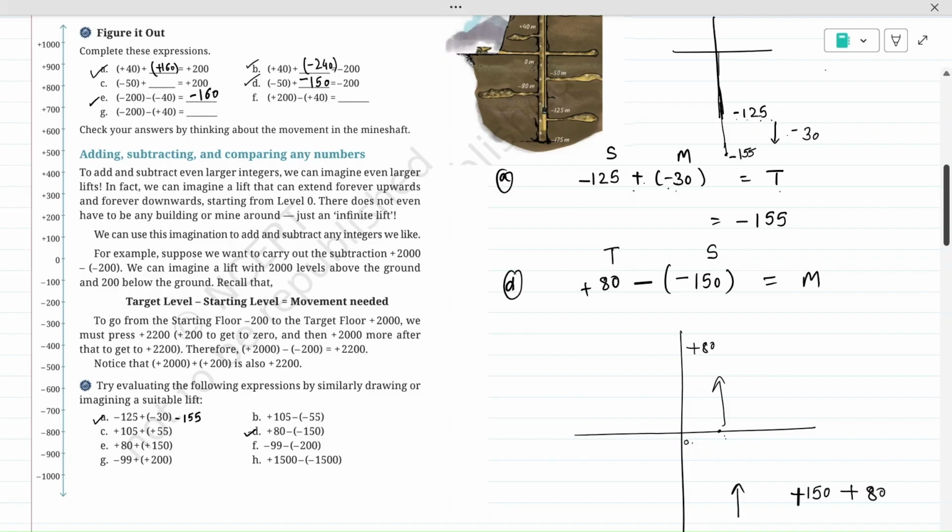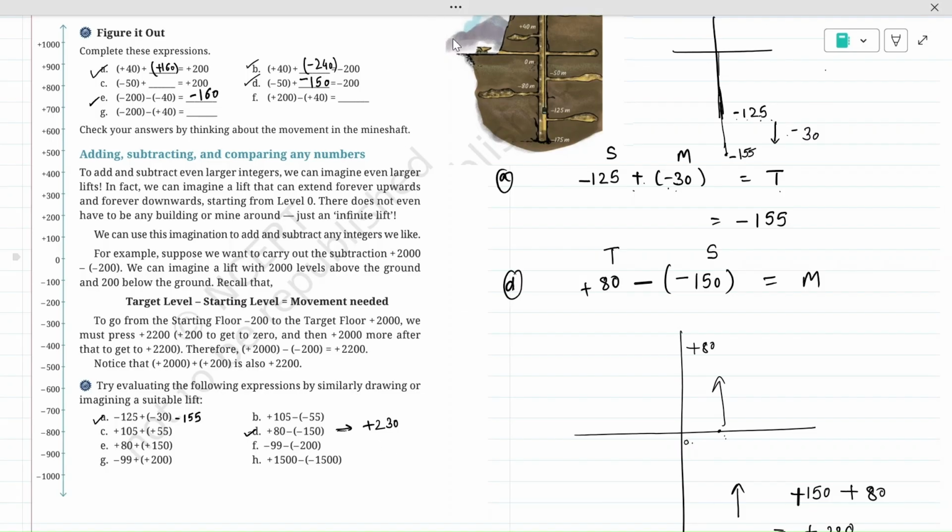So this is the total movement which I'll have to do to reach from minus 150 to 80. If I add these, I will get 230. So the answer will be 230 in plus. Why plus? Because I am moving up. Okay. So this is plus 230. One more question we'll take, kids.